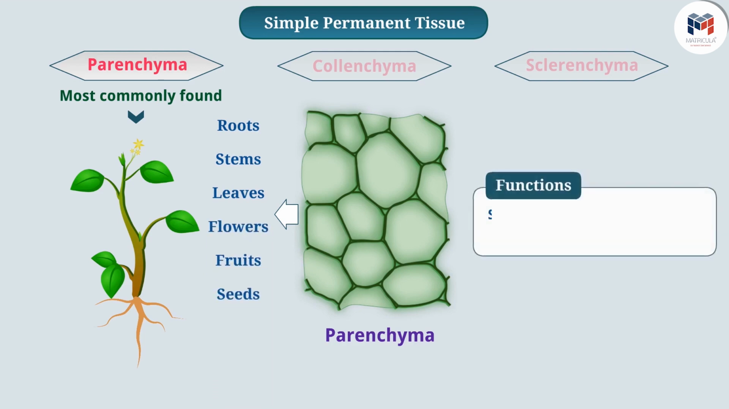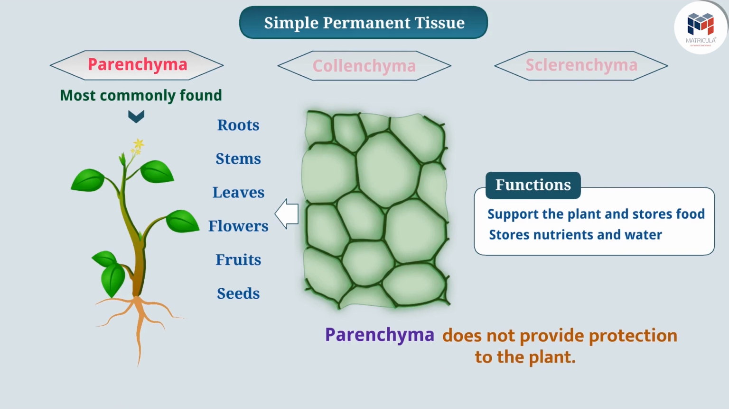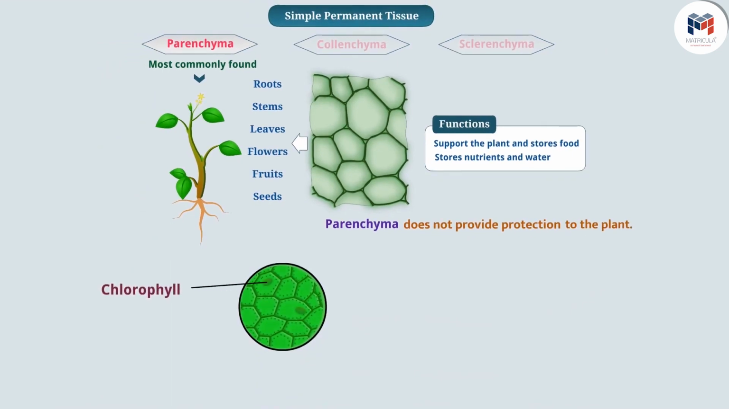It serves to support the plant and stores food. Parenchyma present in stem and roots also stores nutrient and water. Therefore, these cells have a large vacuole. Parenchyma does not provide protection to the plant. Some parenchymatous tissues have cells that contain chlorophyll. Such parenchyma tissue is called chlorenchyma.